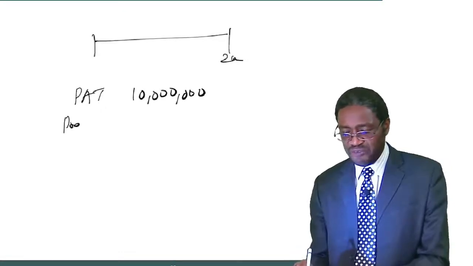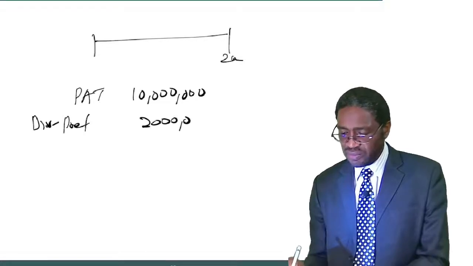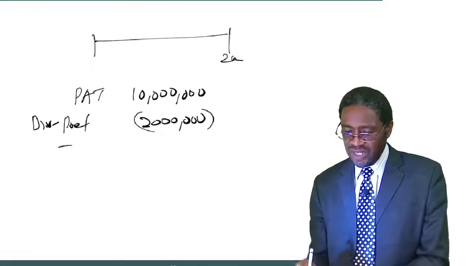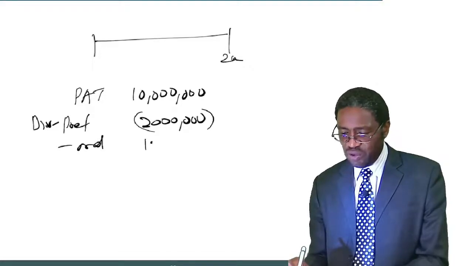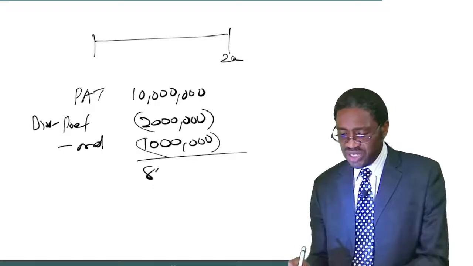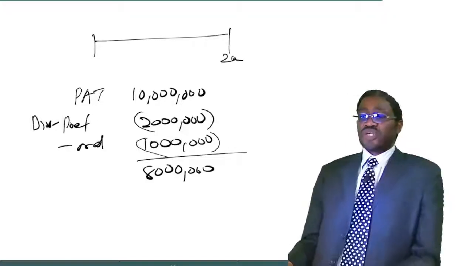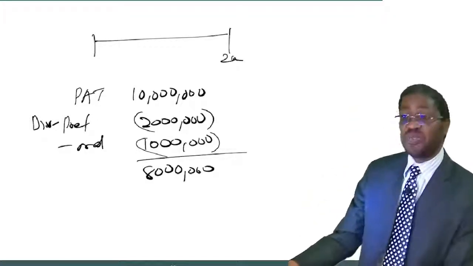You have preference dividends. For preference, let's assume it's 2 million. Then for ordinary, your company has paid dividends of 1 million. So that gives us 8 million. Listen now. You are told to compute the basic EPS.